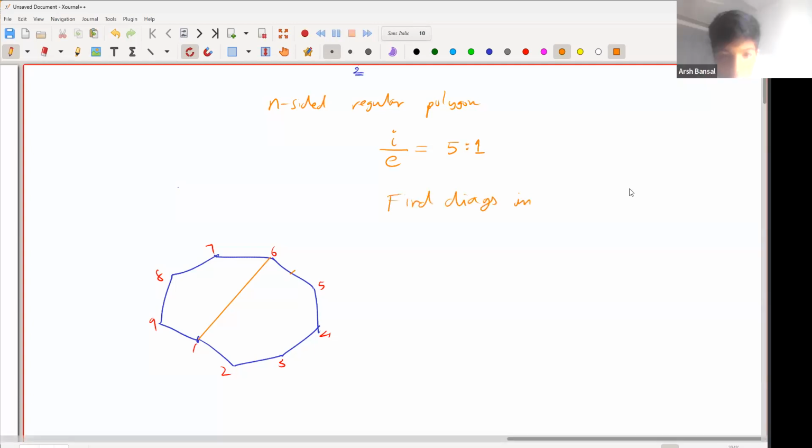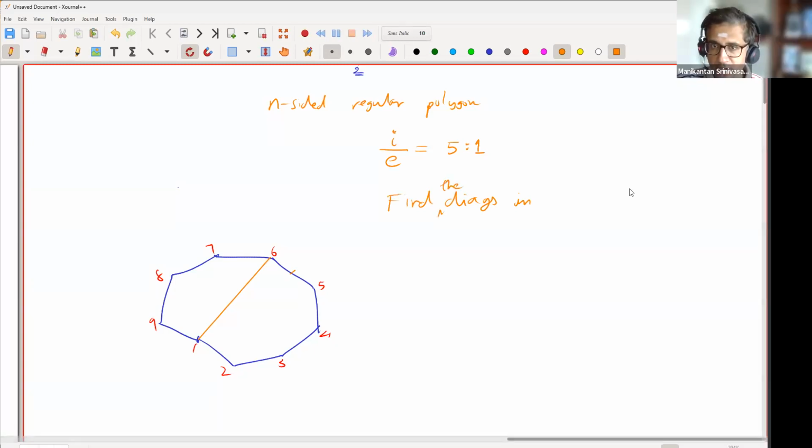Can you repeat the question? What did you say about 5:1? The I upon E. I stands for each internal angle. E stands for each external angle. So the ratio of each internal angle to external angle is 5:1. Now you have to find the number of diagonals in this polygon. Okay, all of you do it.